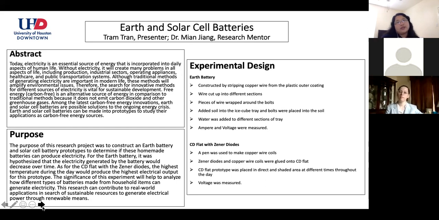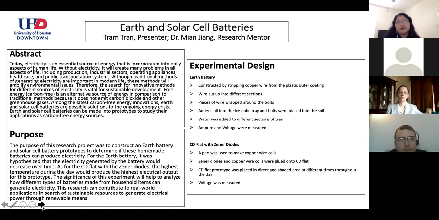Therefore, the purpose of this research project is to build Earth battery and solar cell battery prototypes on a small scale to see if homemade batteries can produce electricity. This is just a general idea. This research looks into possible real-world applications so that we can find other means of sustainable resources to generate electricity.